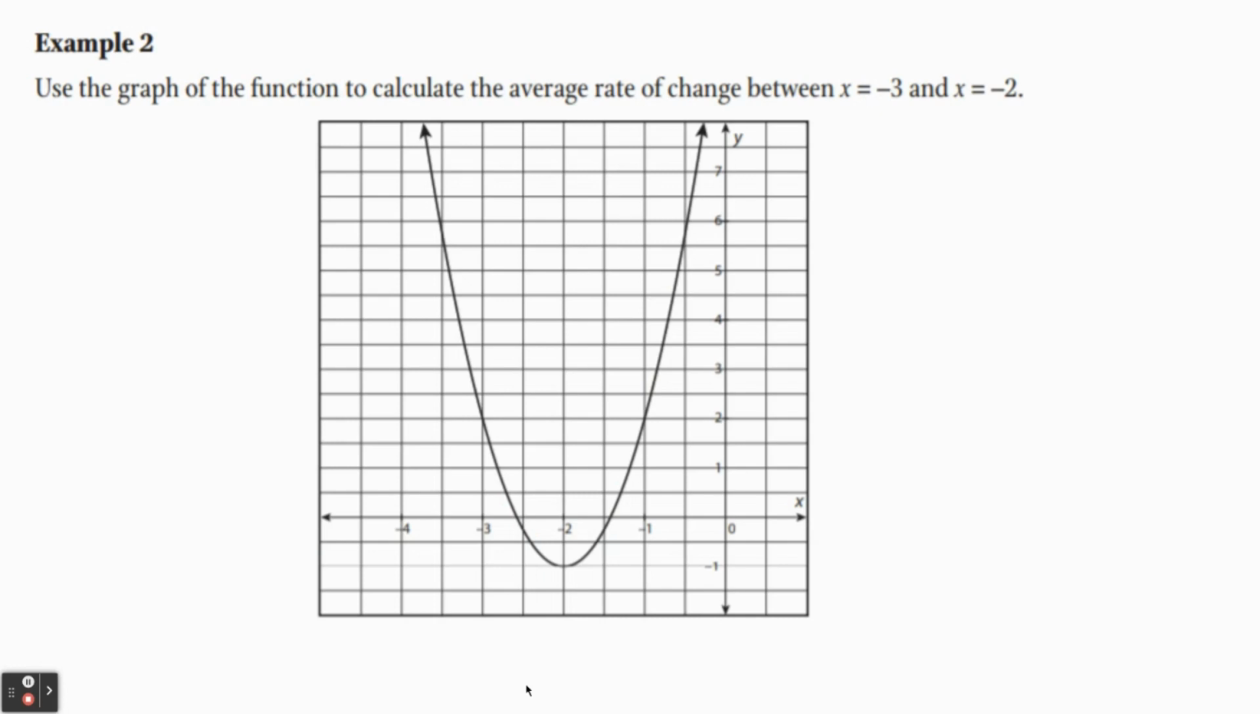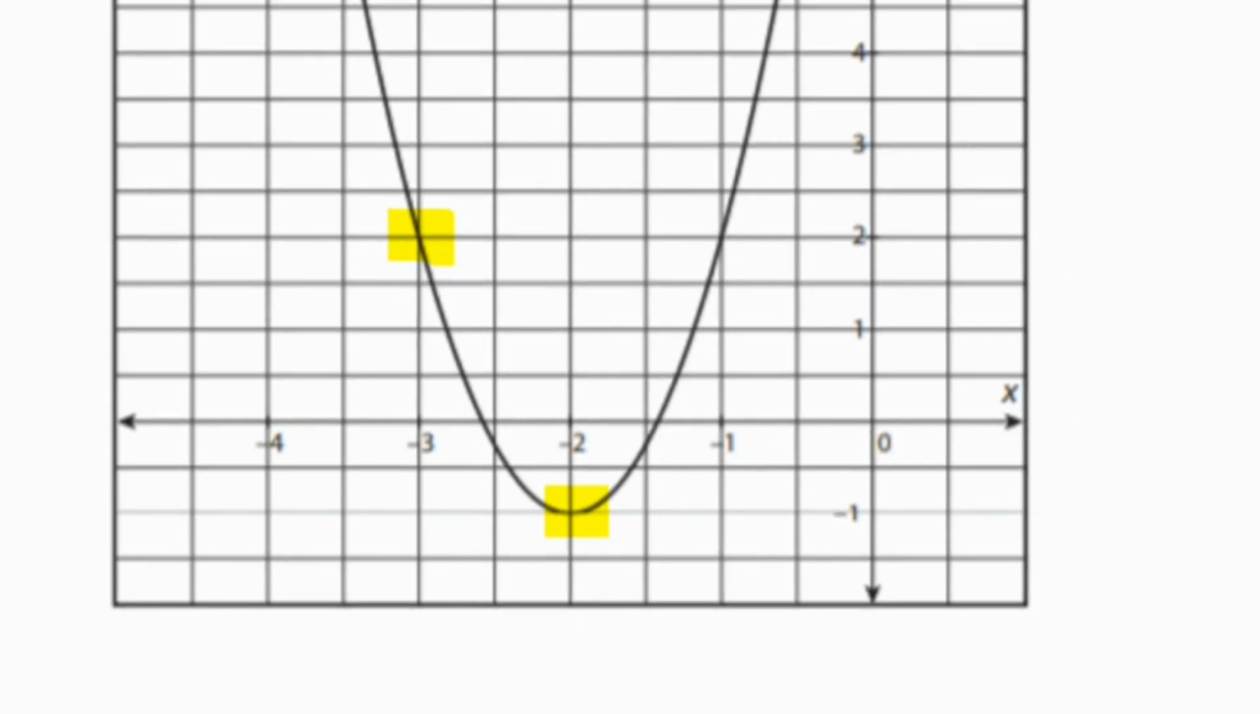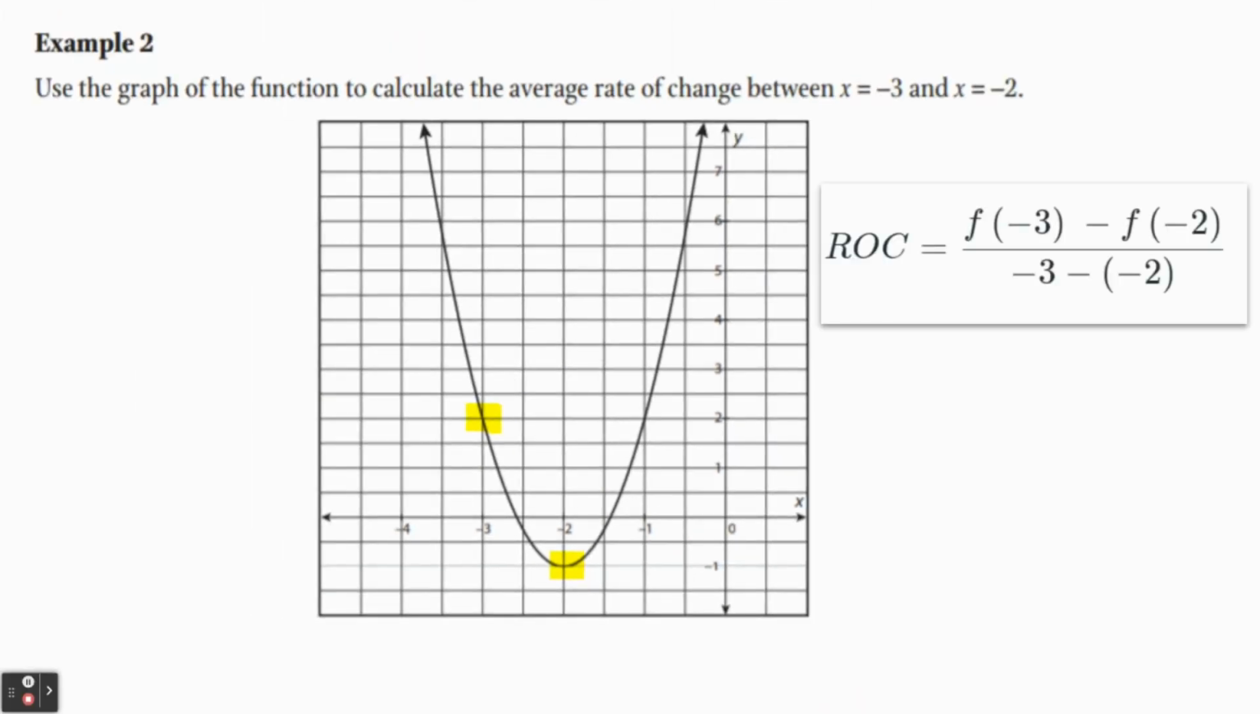So let's use the graph of this function to calculate the average rate of change between x equals negative 3 and x equals negative 2. So let's locate those points first. And then in order to use the rate of change formula, we're going to need to figure out, well, what are those y values? So it looks like at negative 3, the y value is 2. And at negative 2, the y value is negative 1.